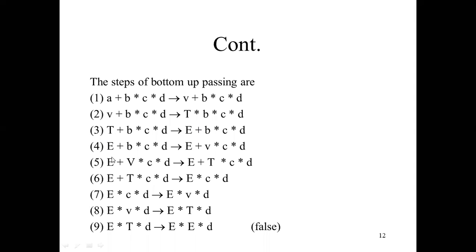Again we will write here on the left hand side. Okay, A plus B star C star D. Now you can see I am writing the same E as E, okay, and plus sign. Now I am replacing this B by V, because we have the option A, B, C, D, we can change by V. So we are replacing this B by V.